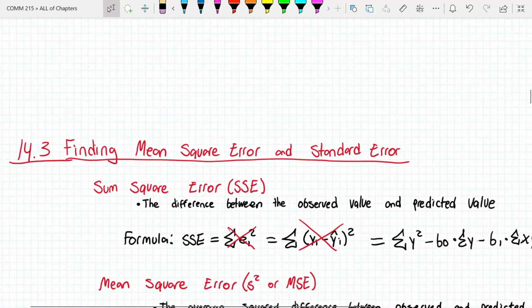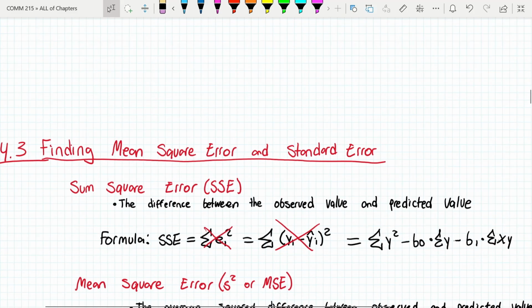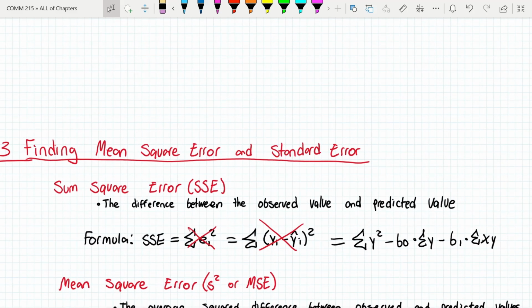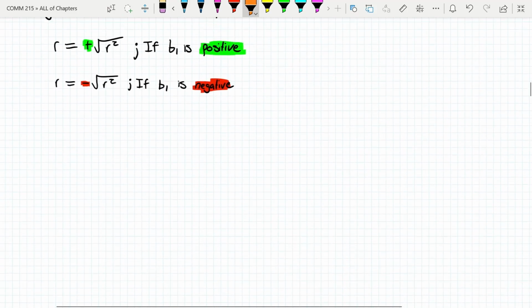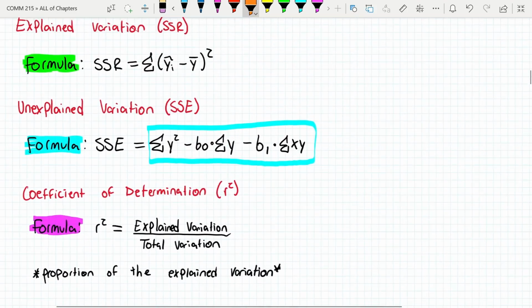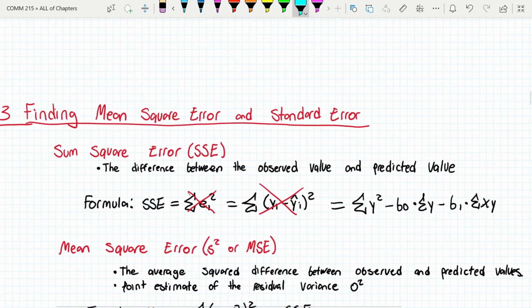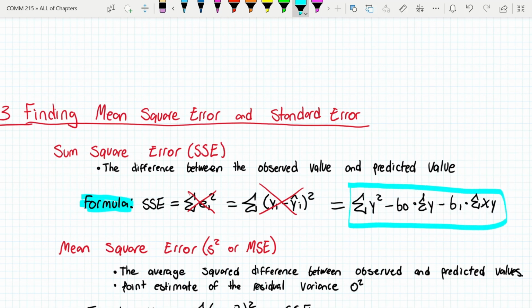Alright, so 14.3, finding mean square error and standard error. Your sum of squares error is SSE. What I explained before, it's the difference between the observed value and predicted value. So it's the same formula as above. What color did I put that in? Blue. I'll highlight it in blue again so you get familiarized with it. So SSE is just equal to this formula that I explained before.